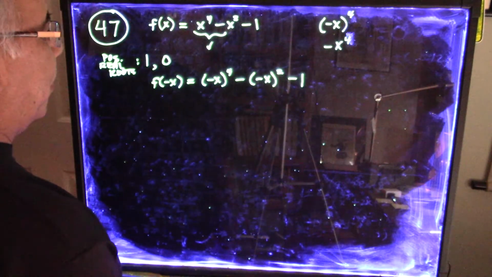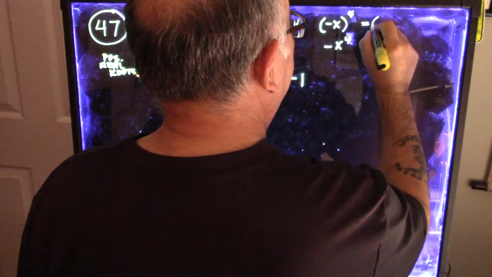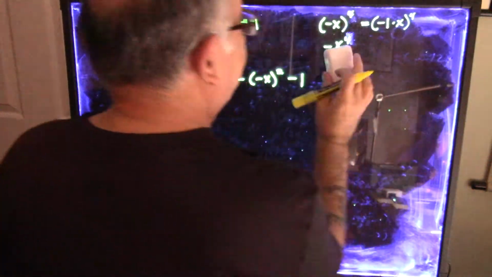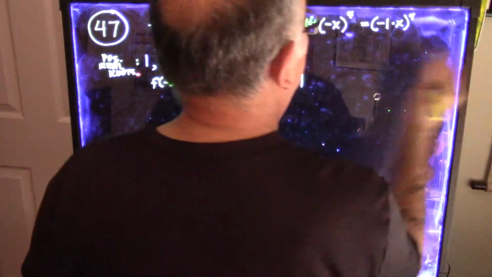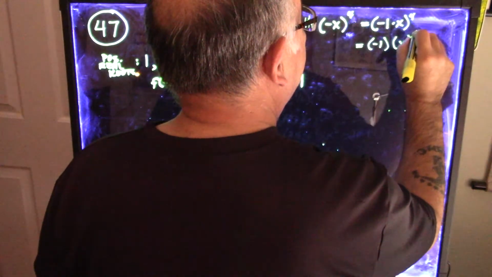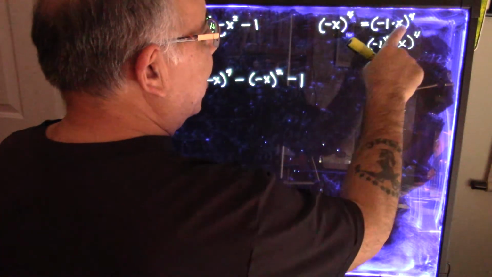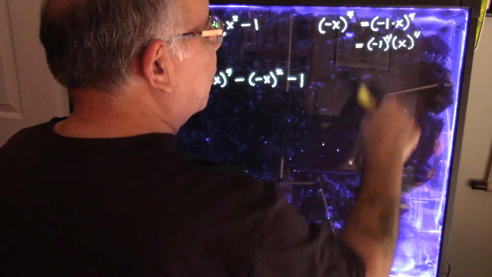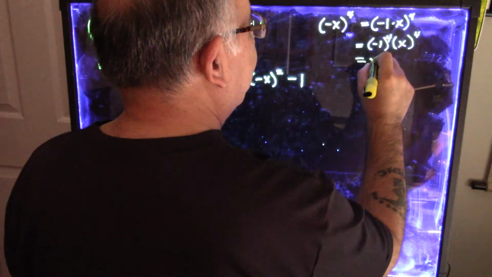What's the difference between those two when we write f of negative x? Well, this is equal to -1 times x to the 4th, and that equals -1 to the fourth times x to the fourth. Right, you have two factors in parentheses raised to a power, x times y to a power, that would be x to the power times y to the power. And so negative 1 to the fourth is positive 1, and then we just have x to the fourth.